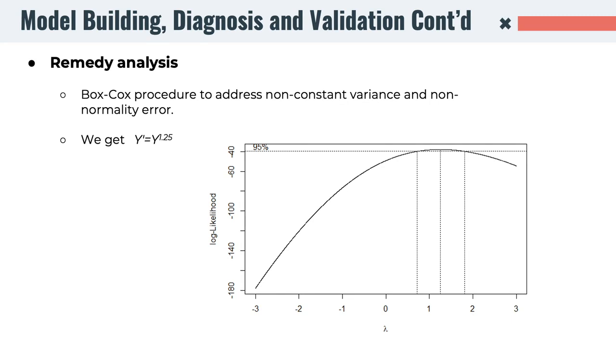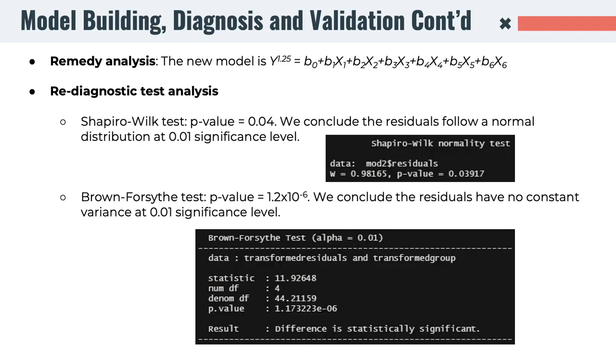For addressing this problem, we did a Box-Cox procedure, and we got that the lambda should be equal to 1.25. After Y transformation, we retest for normal and constant variance on the residuals. So after this retest, we can say that the residuals follow a normal distribution. However, the non-constant variance is still an issue.